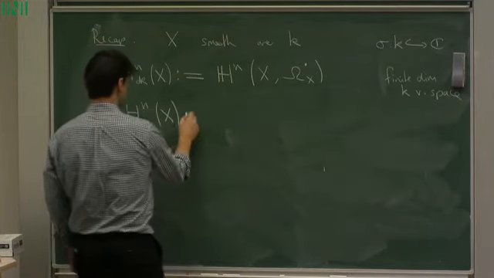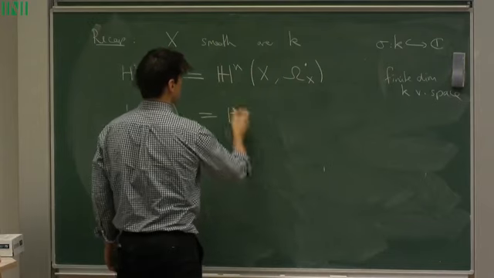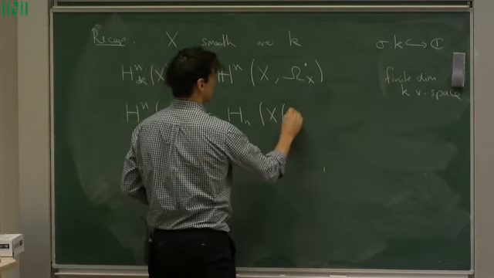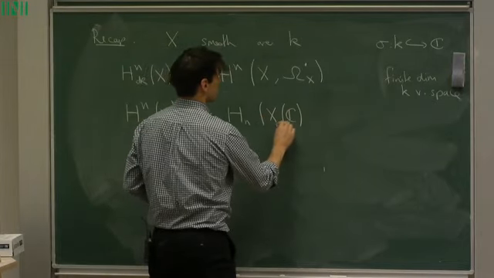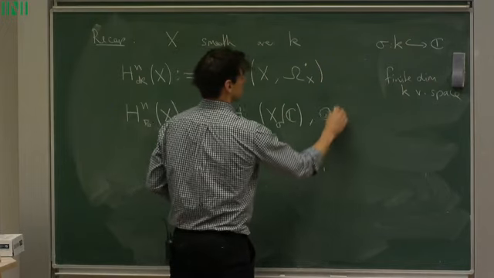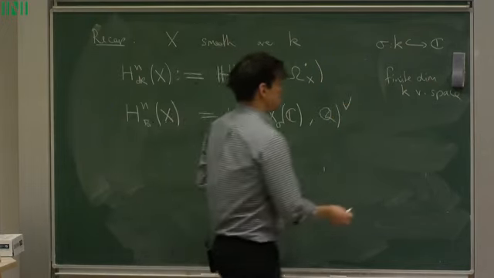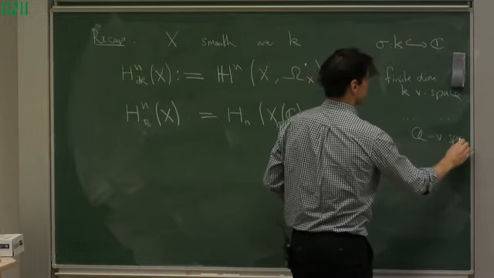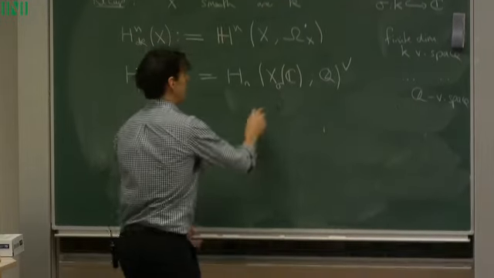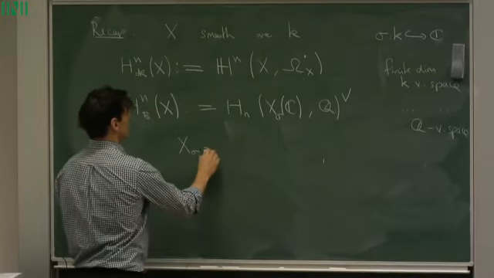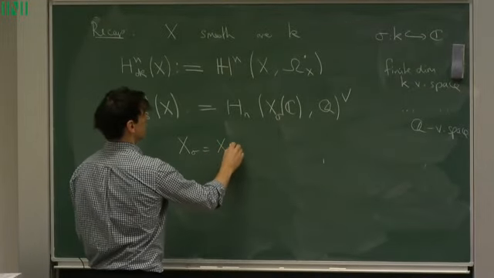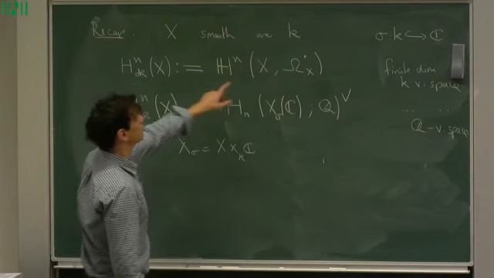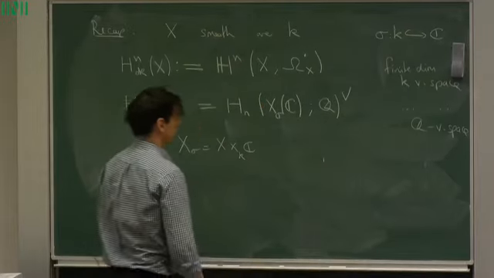H^n_B(X) will be the simplicial cohomology, or if you like, the dual of the simplicial homology of the complex points of X with coefficients in Q. So this is a finite dimensional Q vector space. And X_C is the extension of scalars from K to C via the only map we've got.